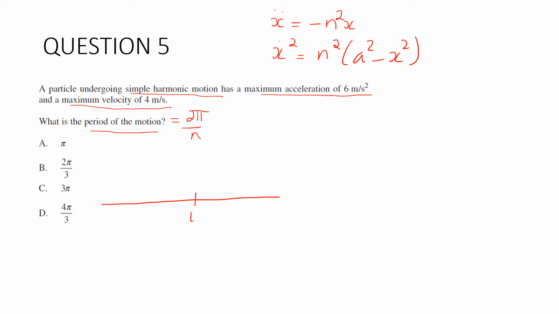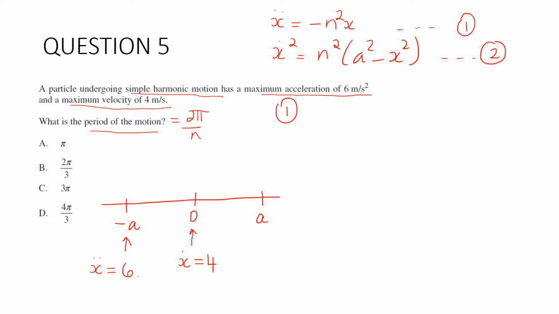I'm going to call the centre of the motion 0 because it doesn't really matter and 0 is easiest. Out here we've got the extremities of the motion, a is amplitude. Now at the centre of the motion, velocity is maximum. So velocity here is equal to 4. And at the negative extremity we have maximum acceleration. So acceleration here is equal to 6. Now it's just simultaneous equations.